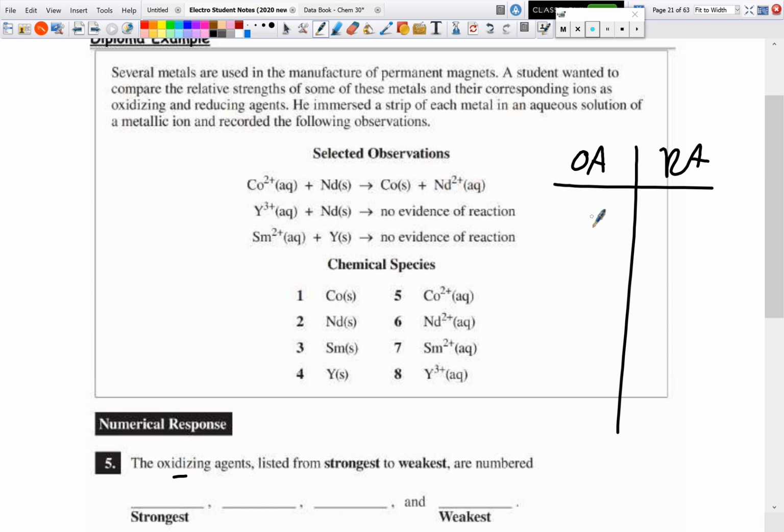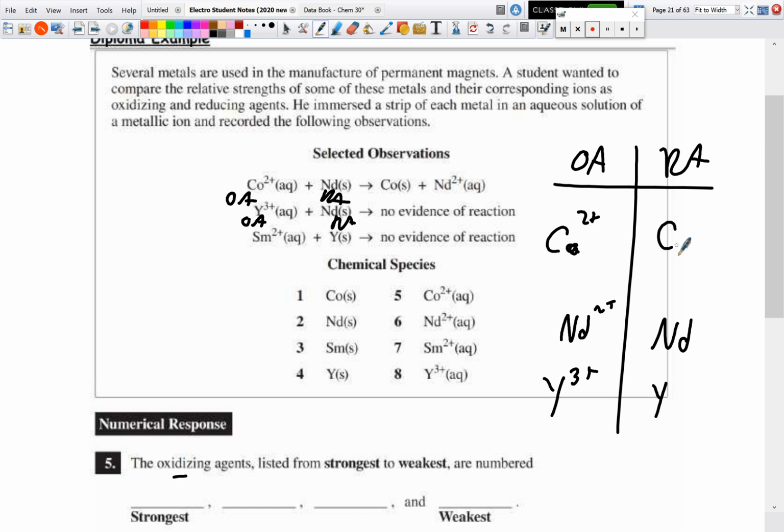Where if we have a spontaneous reaction, we know that we have a 2 plus charge, and over here it is solid, so it is being reduced, making this my oxidizing agent. So we have Co2+ must be above my Nd solid. Next we have no evidence. So Nd solid we know is a reducing agent because it's over here, so no evidence of reaction. That means that my Y3+ is below it, and then we know that's going to be Y solid.